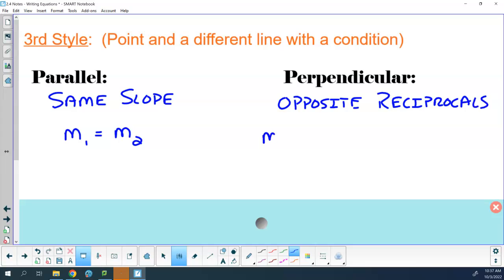So if my first slope is A over B, then my perpendicular slope is going to be negative B over A. Can't just be one, has to be both. Okay?